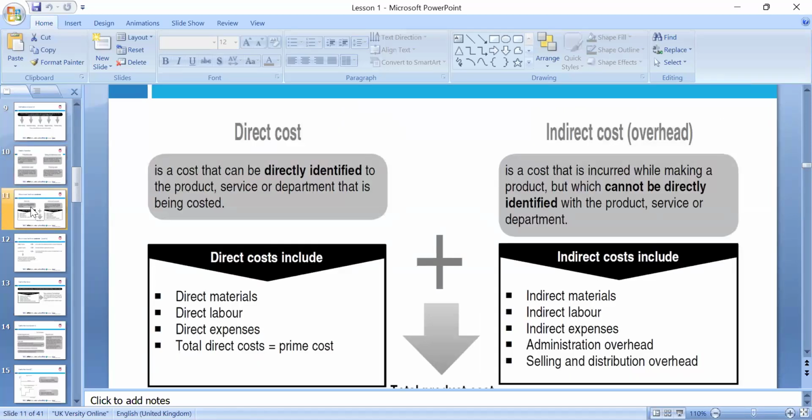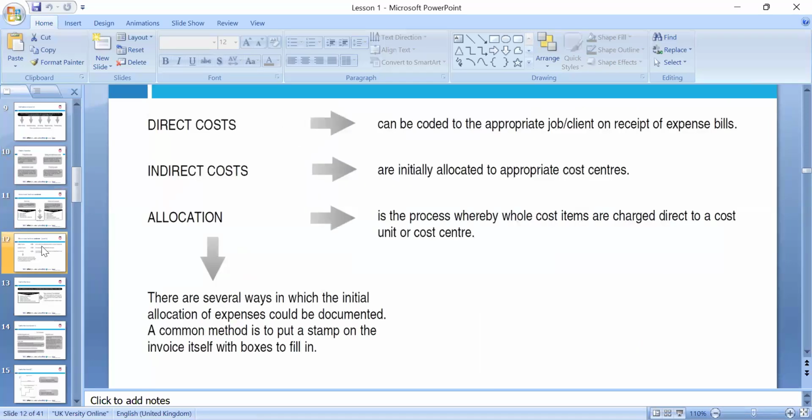Direct cost is directly involved in the product, also known as prime cost, and an indirect cost is not directly part of the product, but it's indirectly costing us. Direct costs can be coded to the appropriate job and client receipt. Indirect costs are initially allocated to appropriate cost centers, and for allocation we use different bases.